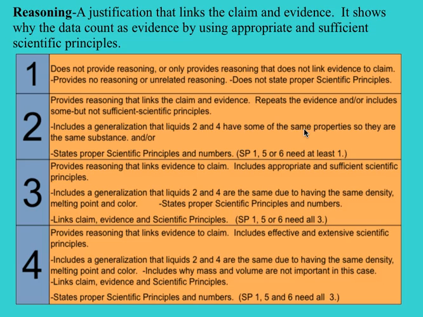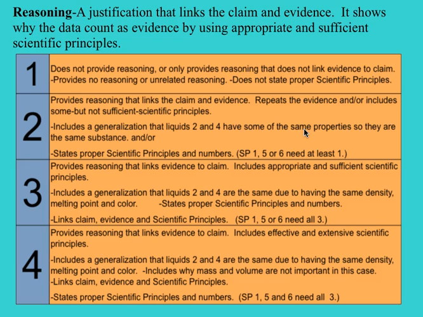So first of all, let's look at 1. It provides no reasoning or unrelated reasoning, and does not state proper scientific principles. If you do not have any scientific principles, you are automatically a 1. You have to use scientific principles. The good thing is most of you have gotten to the point where you use them, but I still had several people who had no scientific principles. So you just need to use those posters in the back that tell you to use scientific principles.